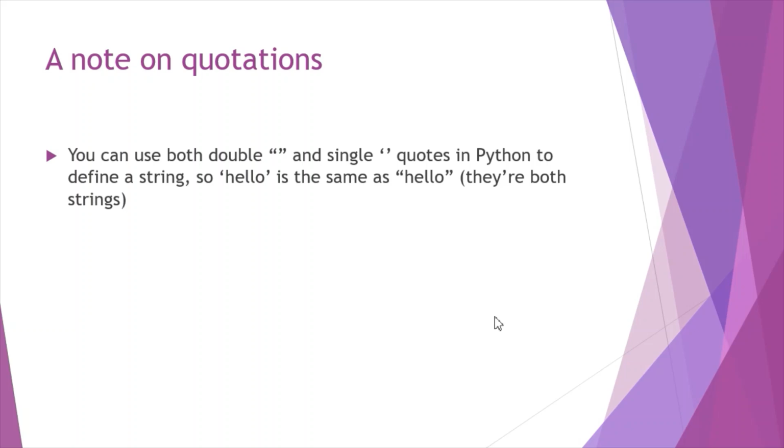So a quick note on quotations as well, and this might get a little messy. You can use both double and single quotations in Python to define a string. So single quote hello is the same as double quote hello, and they're both strings.